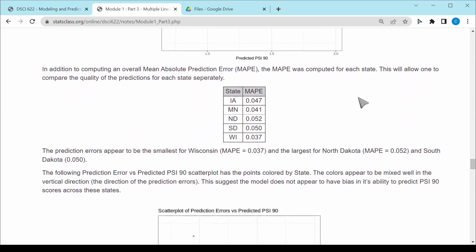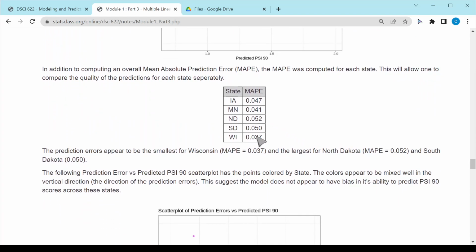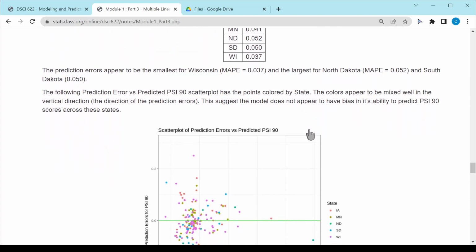So again, that's just measuring how tight these points tend to be against this green line. Some other things that I've done here is just to compute the MAPE for each of the states individually. This just allows me to look at the quality of the predictions for each state separately. So this value up here, the 0.042, was the mean absolute prediction error for all of the states together. And here what I've done is computed those for each state separately. You can see that for Wisconsin, the predictions have a MAPE value of about 0.037. And looks like North Dakota is the highest at about 0.052. So a little bit worse here on North Dakota and South Dakota. Predictions seem to be doing the best for the hospitals in Wisconsin.